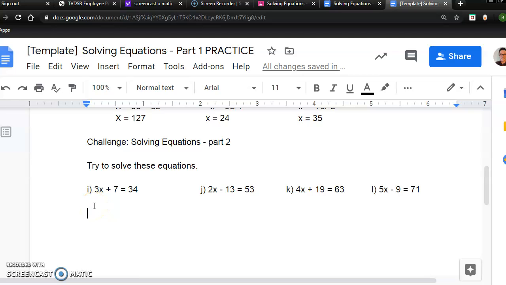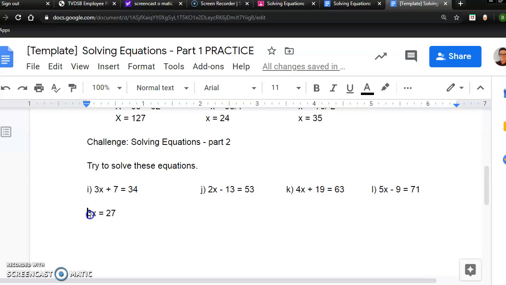Example I here. 3x plus 7 equals 34. So what are we doing to x? We're timesing it by 3 and we're adding 7. Our goal is still to get it by itself on one side of the equal sign. So we can start by getting rid of this plus 7. How do we do that? We subtract 7 from both sides, right? So let's go 3x equals 34 subtract 7. Or you could simplify 34 minus 7 to 27, right? 3x equals 27.